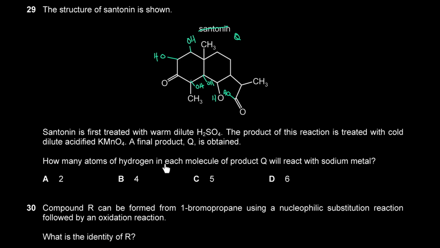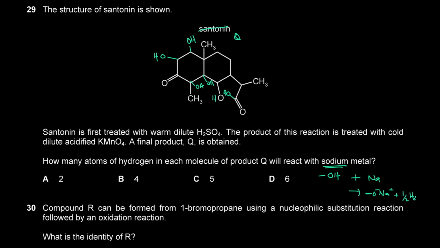How many atoms of hydrogen in each molecule of product Q will react with sodium metal? Sodium metal is used as a test for the OH group. So the hydrogen atom in each of the OH groups will react with sodium metal to form the salt and hydrogen gas, right? So over here, we're going to get salt and hydrogen gas.